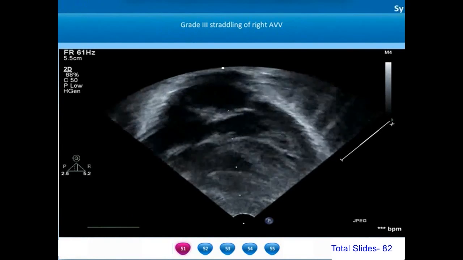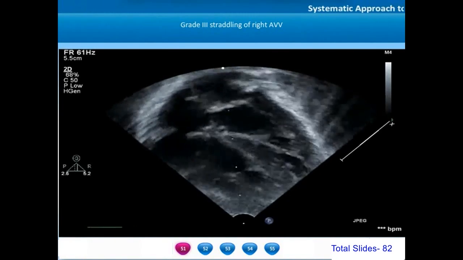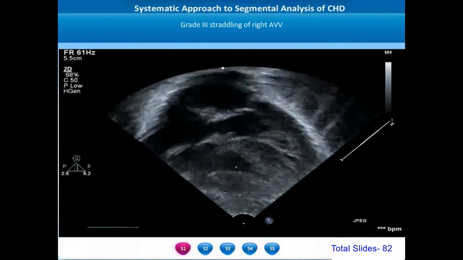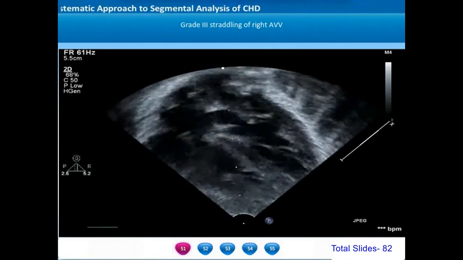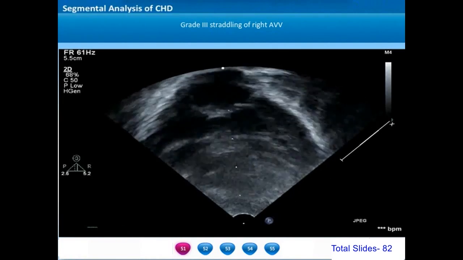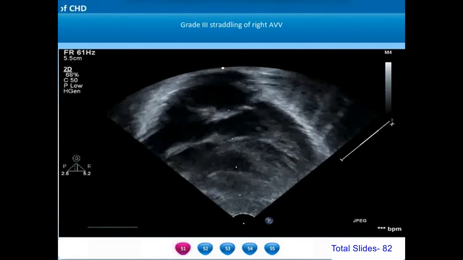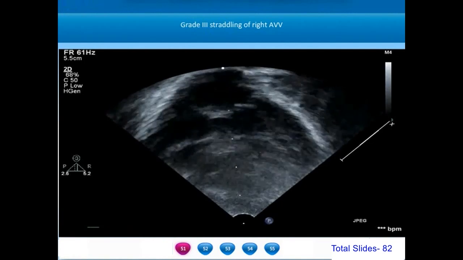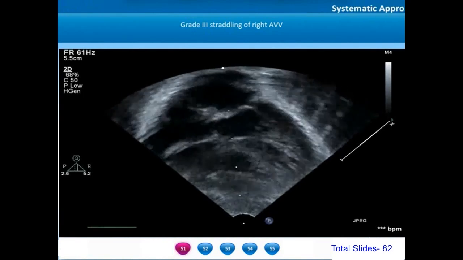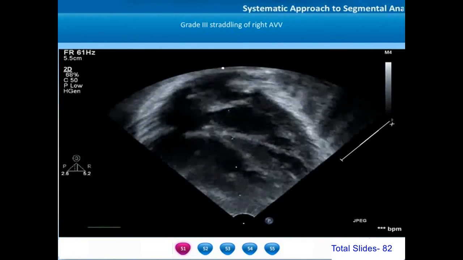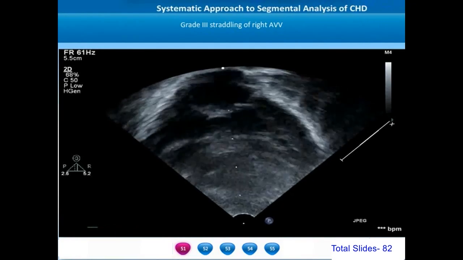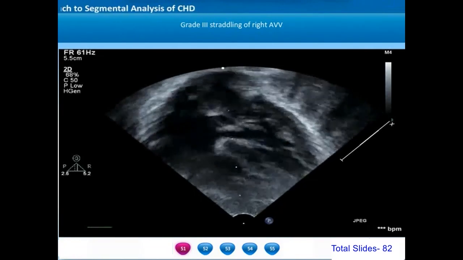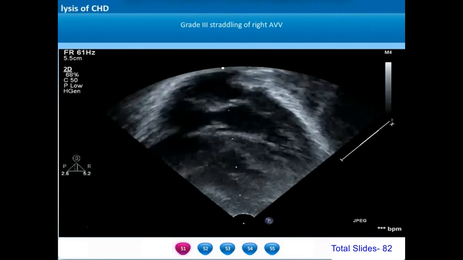In this apical four-chamber view, we can appreciate there is a large inlet ventricular septal defect and there is a 40% override of the tricuspid valve towards the left ventricle. If we draw a line from the interventricular septum towards the AV valve annulus, we can appreciate that 60% of the tricuspid annulus is committed towards the right ventricle and 40% of the tricuspid annulus is committed towards the left ventricle. So this will be defined as tricuspid valve override.